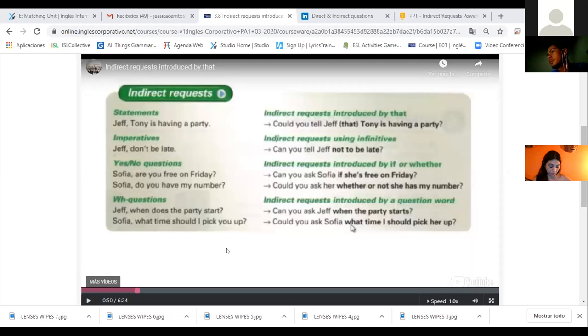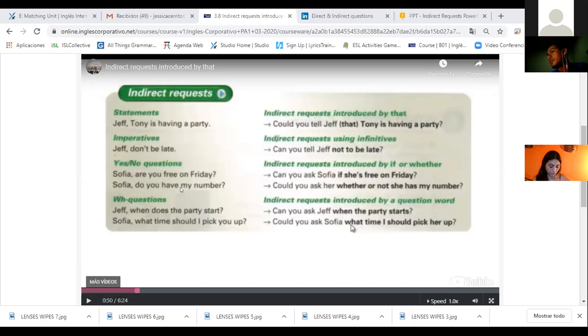Ya casi, Jose. Indirect requests, acuérdese que ahora es statements and imperative. Okay, tomorrow, yes, no questions and WH questions. Igual, trate de estudiarlo antes de que entre en la clase para que sepa qué hacer. Yes, no question. ¿Cuál es el cambio que voy a tener from this to this? I mean, from yes, no questions to indirect request and from WH questions to indirect requests, okay? Acuérdense que cuando hablamos de WH questions, we can use when, where, how, why, who, which, all right? WH question words, all right?